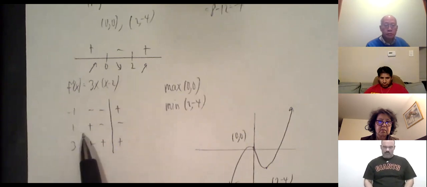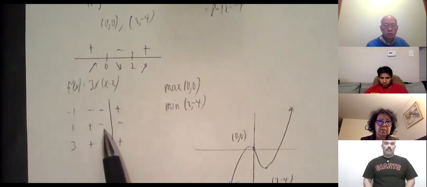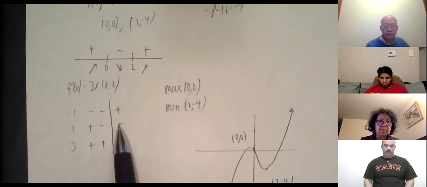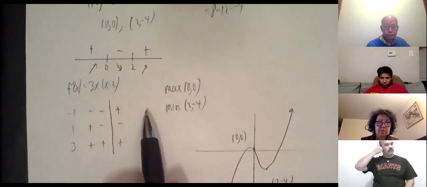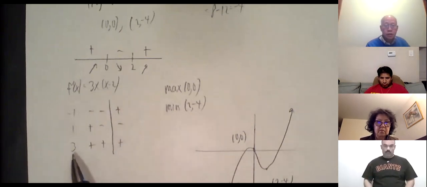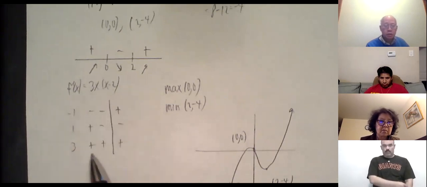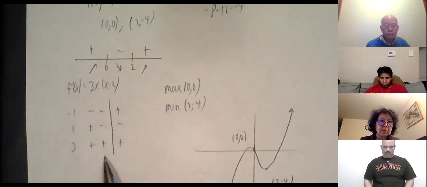Then I plug in 1. 3 times 1, positive. 1 minus 2, negative. Positive times a negative is negative. So the middle region, put a minus sign. Then when you plug in 3, everything is positive. 3 times 3, positive. 3 minus 2, positive. Positive times positive is positive. So positive.